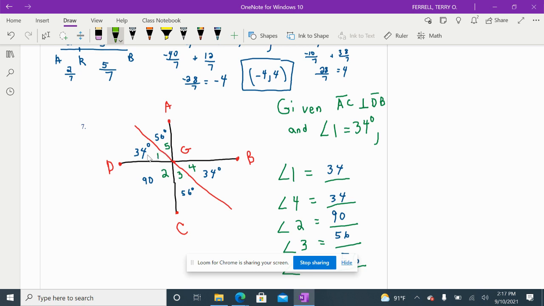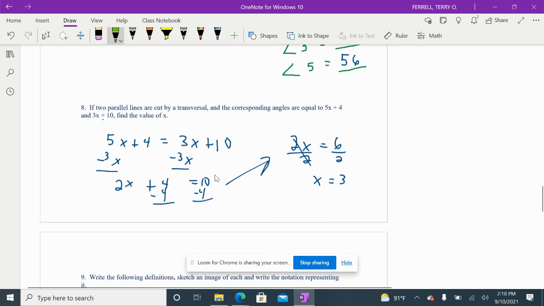And over here, angle 1 is 34. I know that angle 1 plus angle 5 is 90. So if I go 90 minus 34, I get 56. And now if I take this and look at my vertical angle, number 3 has to be 56. Same with number 1 and 4. That's it.